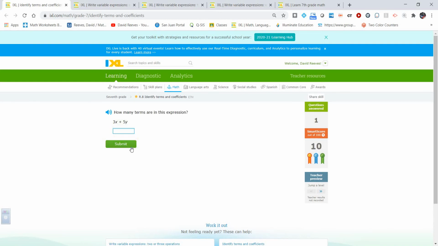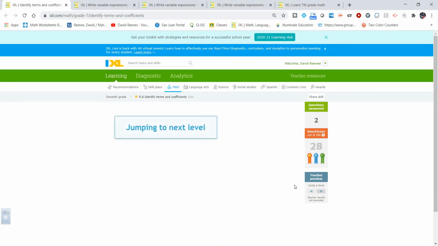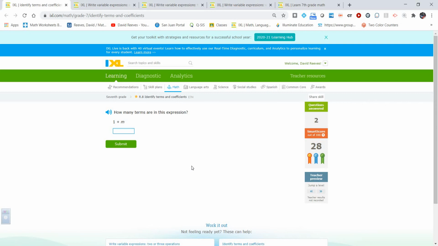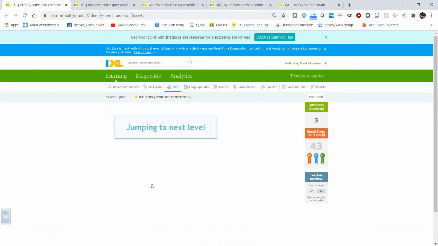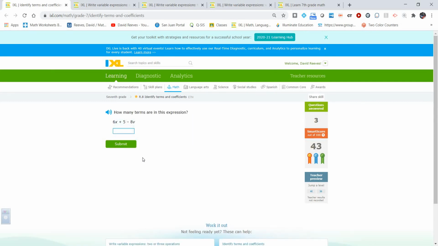All right, how many terms in this expression? There are simply 2. Again, we're simply looking at the terms on either side of the addition here, right? 3x is one term, 5y is another term. They are separated by addition. There are 2 terms. All right, how many terms in this expression? Again, 2. 1 is one term, m is the other term. I don't know how they're going to make this too much more difficult. How many terms here? 1, 2, 3. So this is the first time we've seen subtraction between terms, but there are still just 3 terms there.